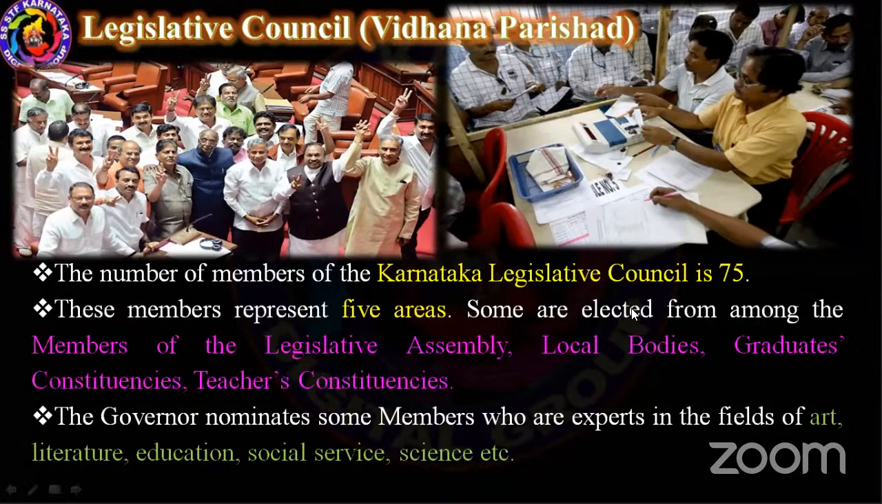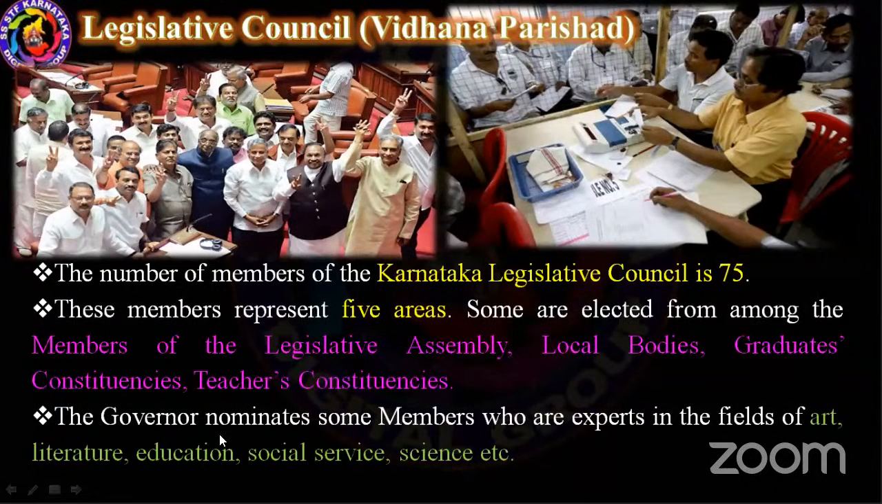Here, all 75 members are not elected. Remember, among these 75, only 64 members are elected by these areas. Members of the legislative assembly also participate in electing the legislative council, along with local bodies, Zilla Panchayat, Taluk Panchayat and Gram Panchayat members, and graduate constituencies and teacher constituencies. All of them participate in the election of the legislative council.